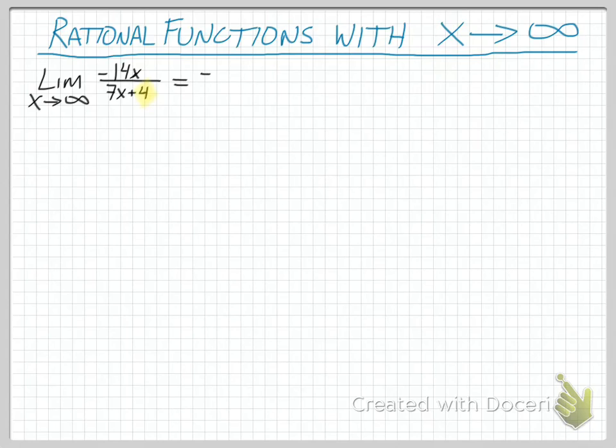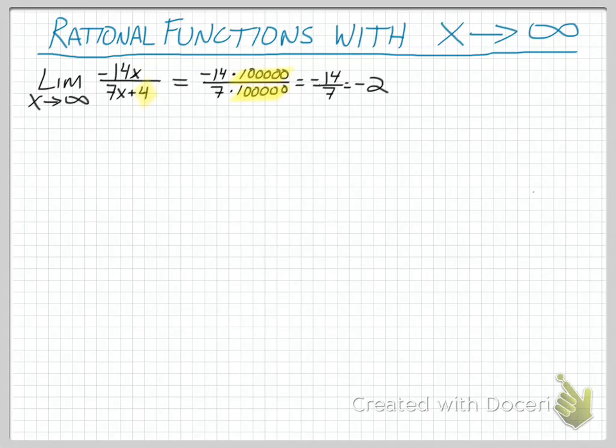Let's pick 100,000. We put that value in, and what do we do with this? Well, if we were doing any other fraction, we would cancel out those 100,000. So we're left with negative 14 over 7, which is negative 2. So that's our limit, negative 2.